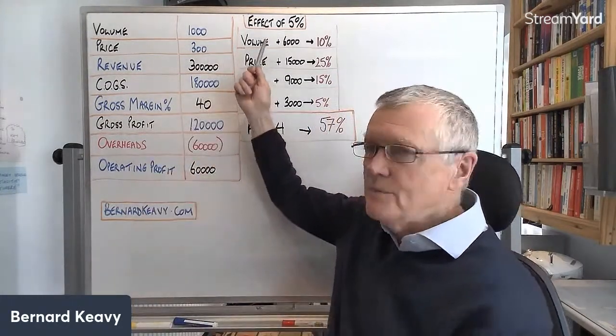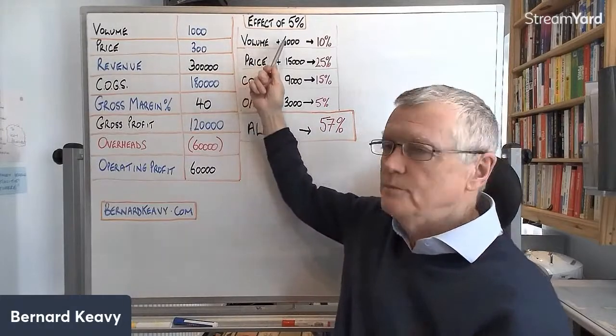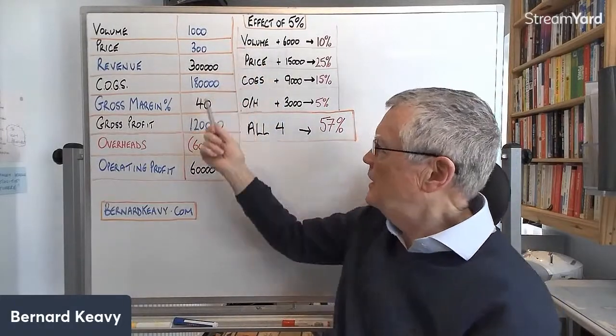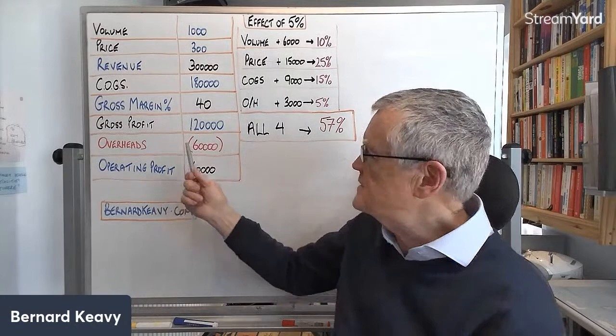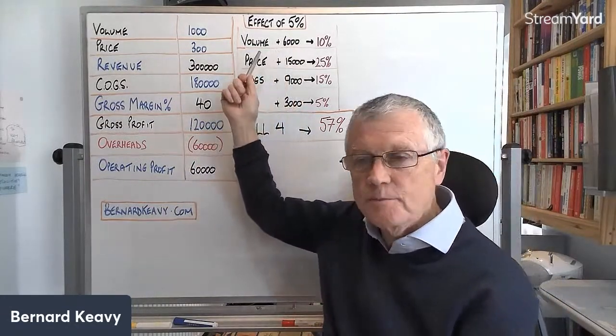Well, if you made a 5% improvement in your volume, you would add 6,000 to your bottom line here, from 60,000 up to 66,000, which is a 10% improvement.